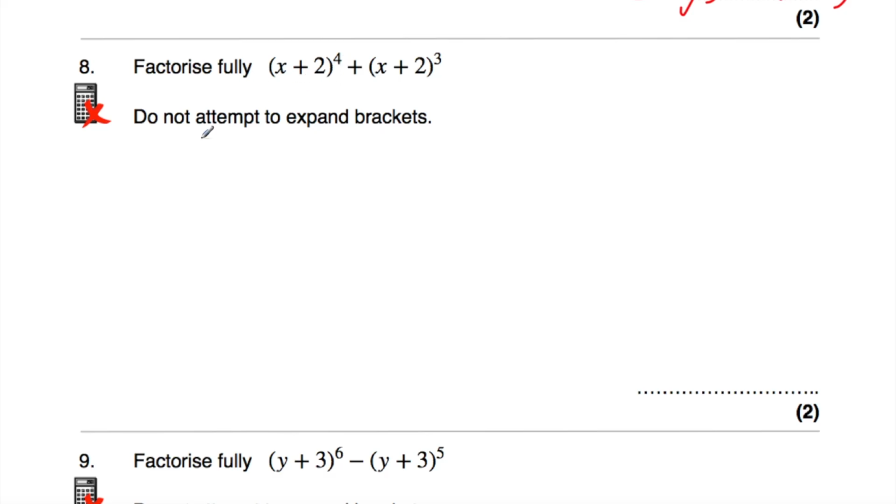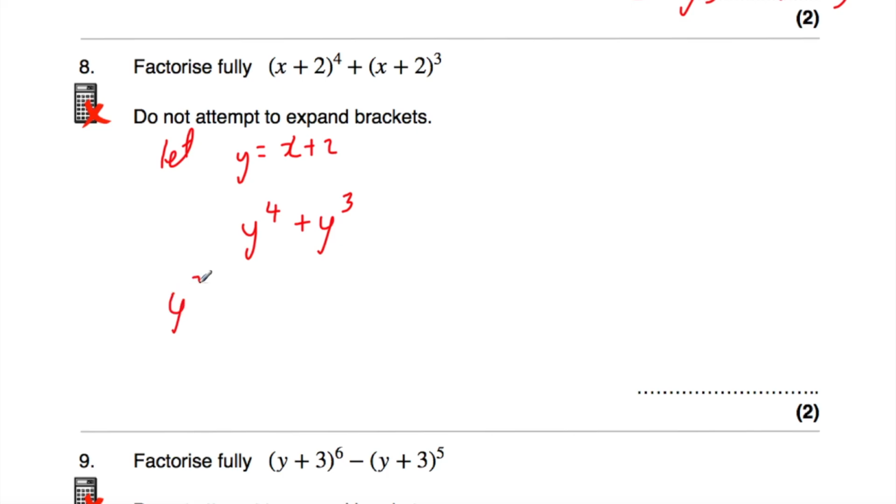So we're going to let y equal what's inside the bracket. So let y equal x + 2. Instead of (x + 2)⁴, we're going to have y⁴, and then plus, instead of (x + 2)³, we're going to have y³. Now we want to factorize this. If we look at this, we've got y⁴ and y³. If I was factorizing this, you want to take out the biggest power of y that you can, so it's going to be y³.